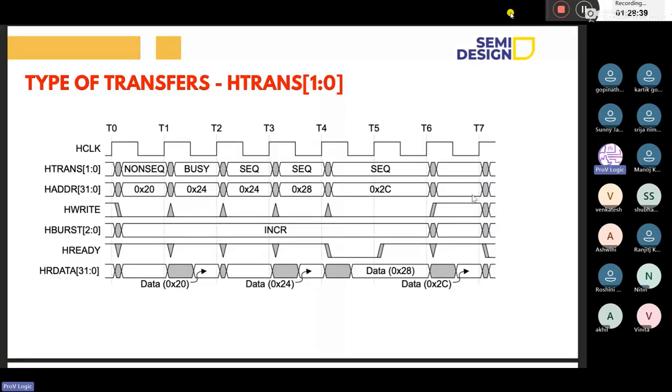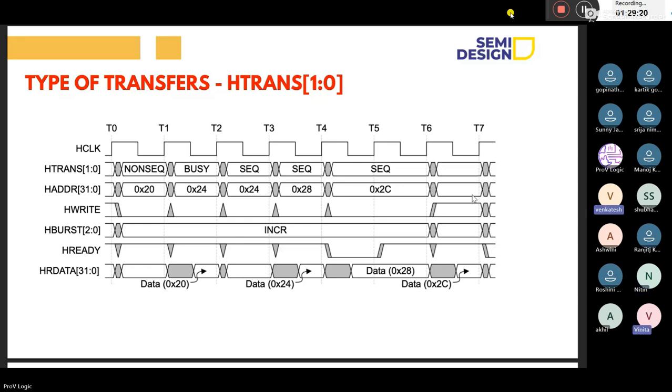Not even busy also. But sometimes, whenever the master or slave is in busy state, then it will indicate busy. Or else immediately it goes to sequence only. Non-sequence means any one address; within the address, any one location will be selected. Based on that selected address, all the remaining will be sequence. Basically, whatever the size of the burst is, only the first transfer would be non-sequence. Rest everything would be sequence only, right? Yes. Okay, thank you.